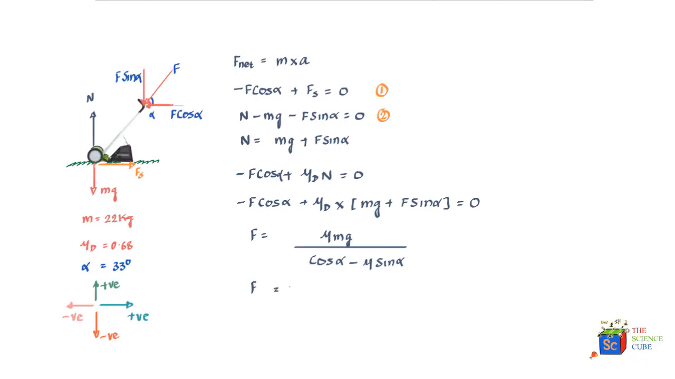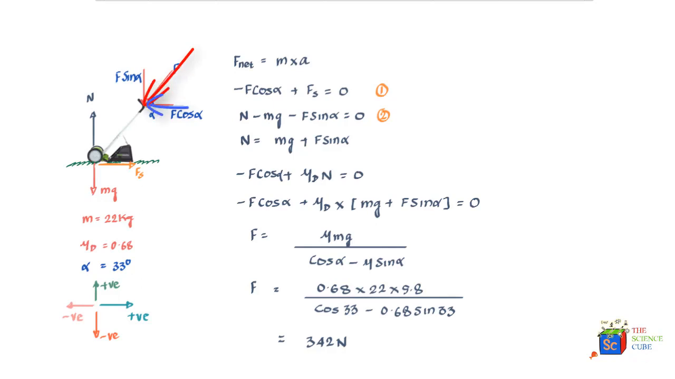And now if you substitute the values of mg and alpha in this equation, what you get is F is equal to 0.68 into 22 kilograms into 9.8 divided by cos of 33 degrees minus 0.68 into sine of 33 degrees. I'm sorry, it's 33 degrees, so let me correct it over here. And if you solve for this, what you'll get is F is equal to 342 newtons. So what this means is that if the mower is pushed with a force of 342 newtons, there would be enough horizontal component of this force, which would be nothing but 342 cos 33 degrees, and this would be just enough to neutralize the force of friction Fs so that the mower can move with a constant velocity.